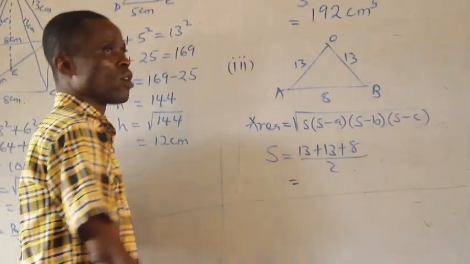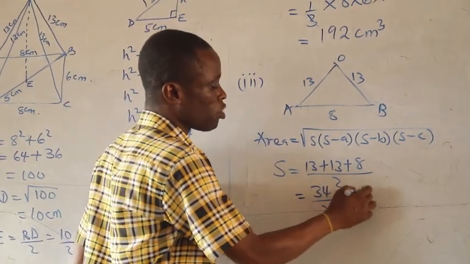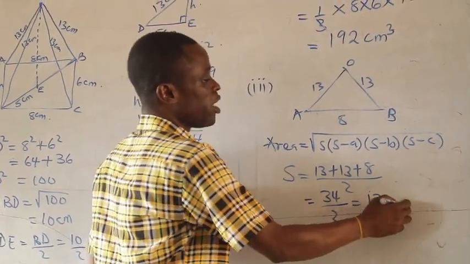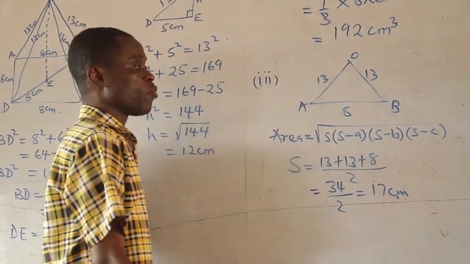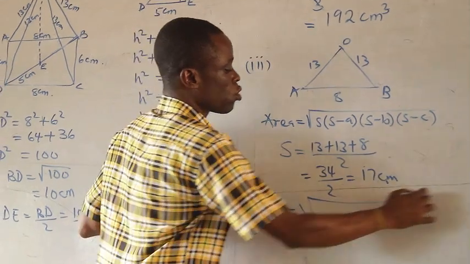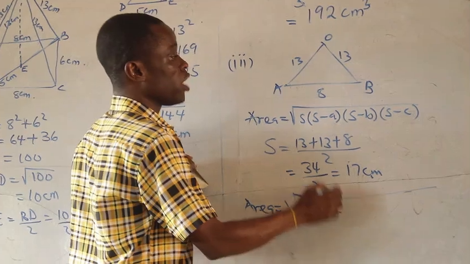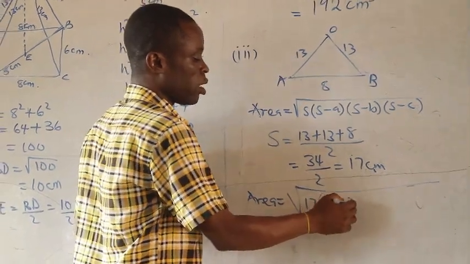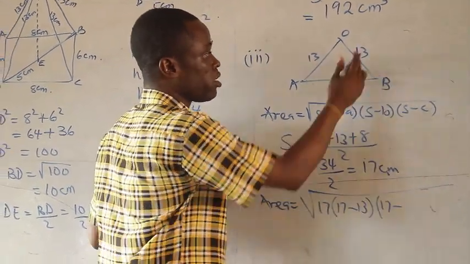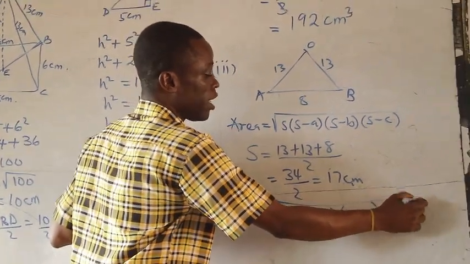The total here is 34. 34 divided by 2 will give us 17 centimeter. That is just the semi-perimeter. Then to find the area is now equal to square root of 17 into 17 minus the first side 13, the second one, 17 minus the second side, 13, and the third one is 17 minus the third side, 8.